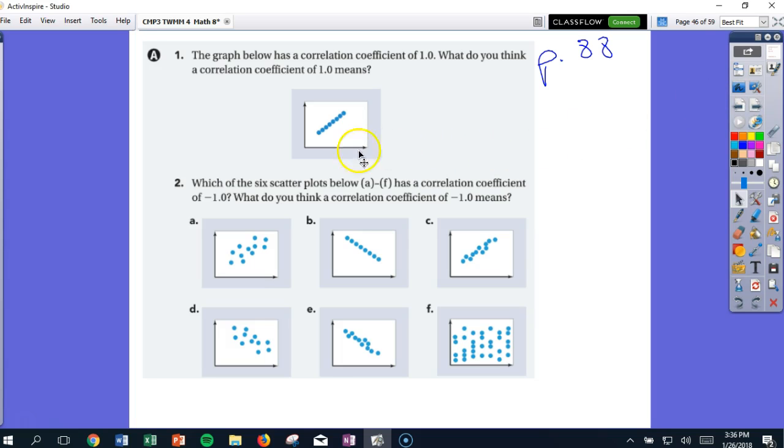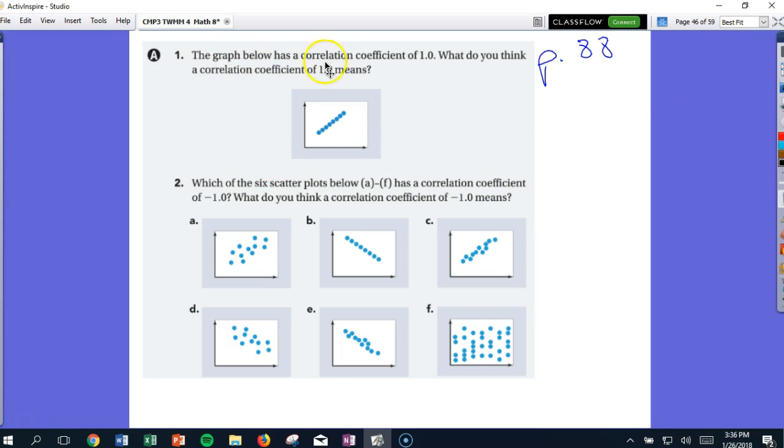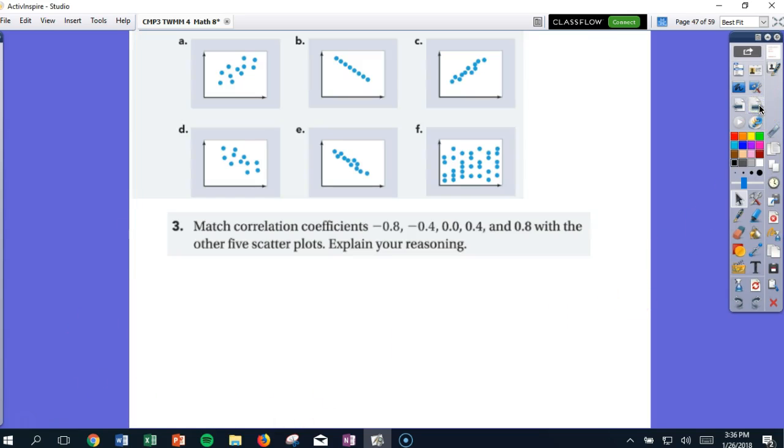Part A on page 88 tells us that, number one, the graph below has a correlation coefficient of 1.0, meaning very strong upward trend. That doesn't mean the steepness, it just means that all the data points wind up in close to a straight line. It says, what do you think a correlation coefficient of 1.0 means? Well, I just told you that. So knowing that, go on to number 2, because it's asking, what do you think a correlation coefficient of -1.0 means, and which one of these is a correlation coefficient of -1.0.